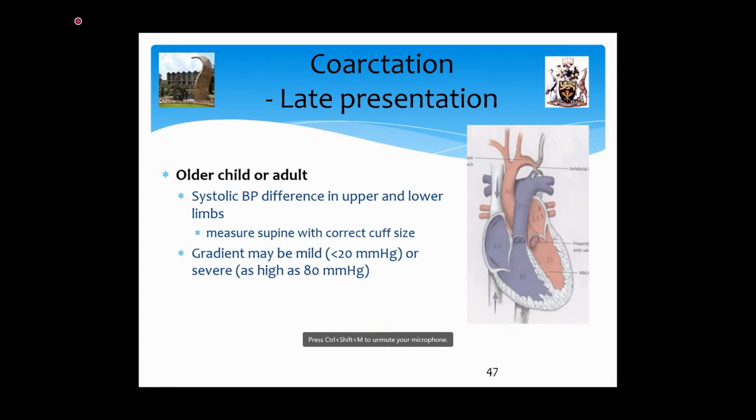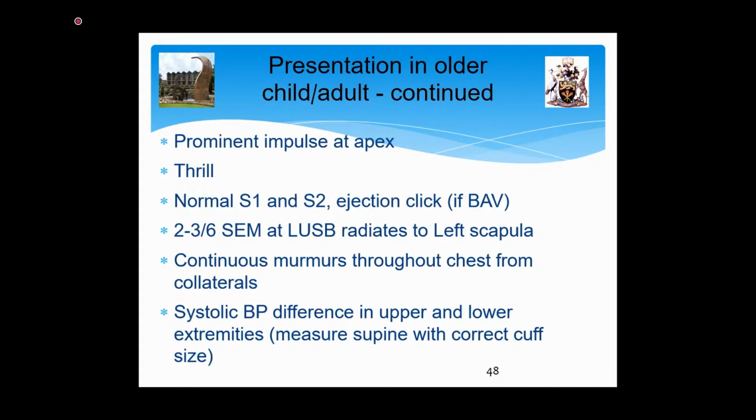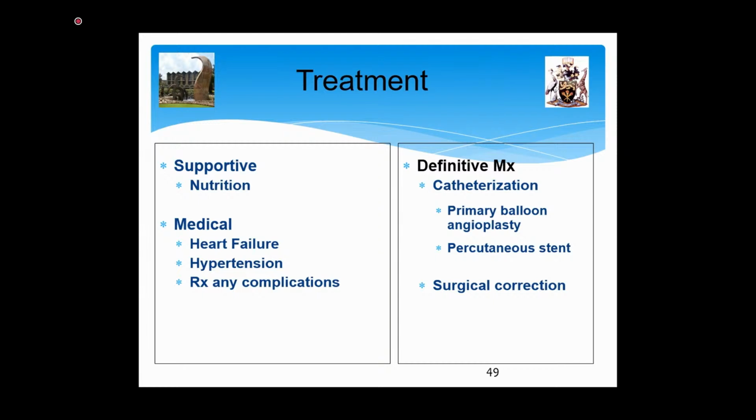In an older child, we've talked about BP differences, and it might be mild or severe. As they grow older, the left ventricle becomes more prominent. So you have a prominent impulse at the apex, and you might have a thrill. And if they have a bicuspid aortic valve, there will be an ejection click. There might be continuous murmurs in the chest because of the collateral arteries that have developed. And we've talked about the BP differences and the pulse differences.